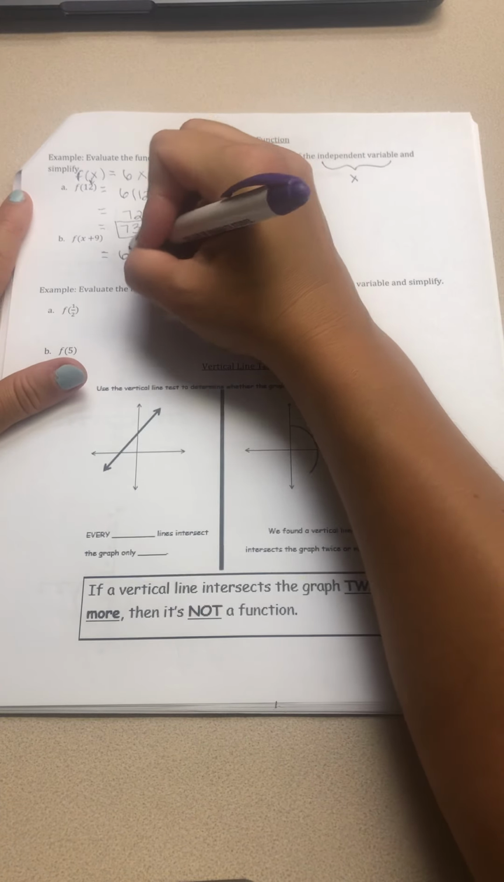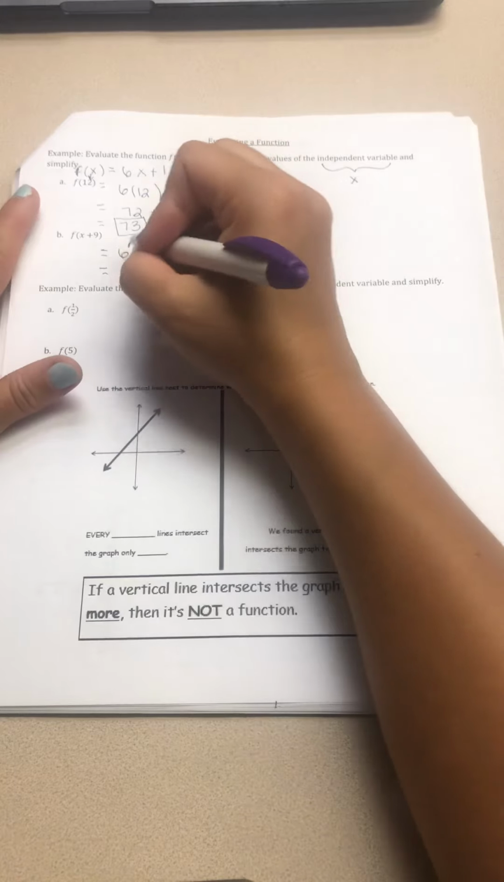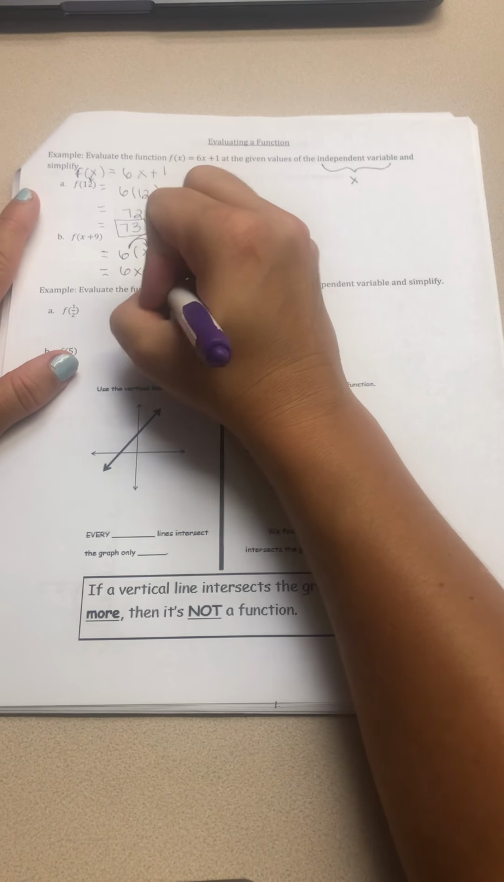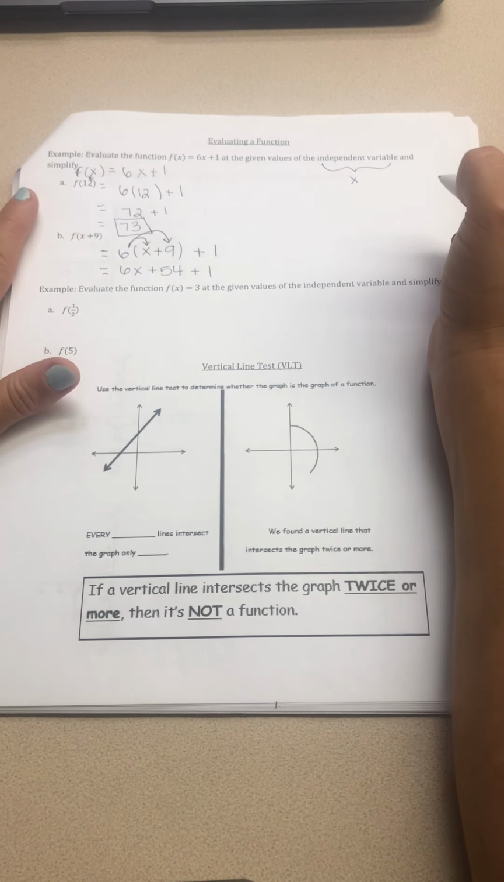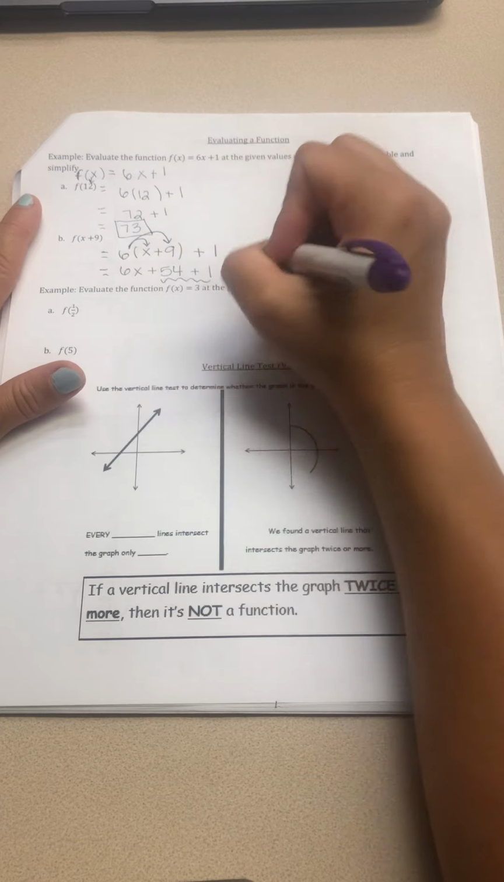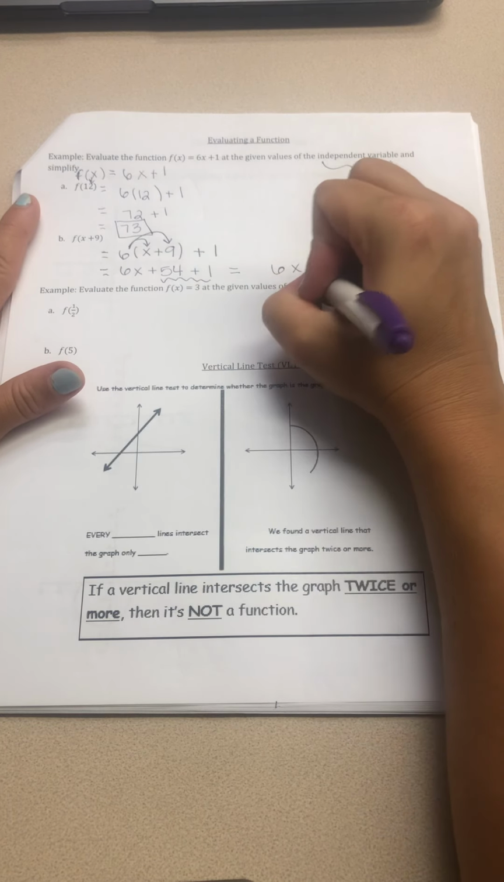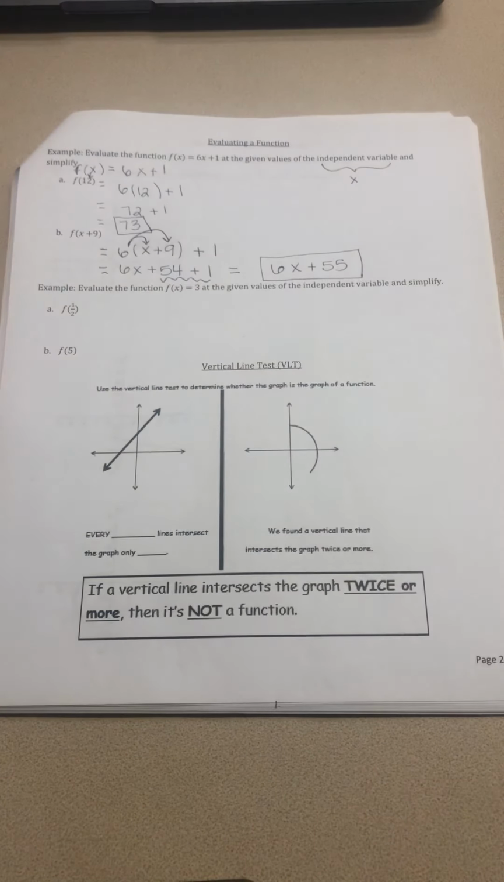So let's start by distributing. 6 times x would give us 6x. 6 times 9 would give us plus 54, plus 1. And then last but not least, combining like terms, 54 plus 1 will leave us with our final answer of 6x plus 55. Final answer.